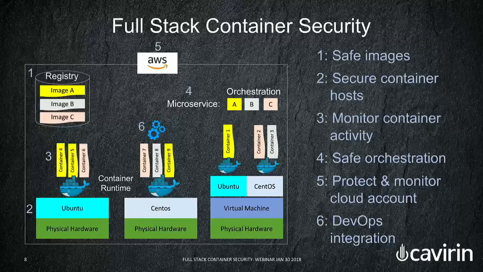Just to summarize, the 6 aspects of full stack container security: using safe images, securing your container hosts, monitoring container activity, safe orchestration at the level of the container orchestrator like Kubernetes, protecting and monitoring your cloud account, and ensuring DevOps integration is something that you want to look for in these kinds of products.